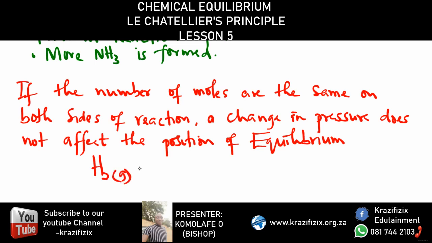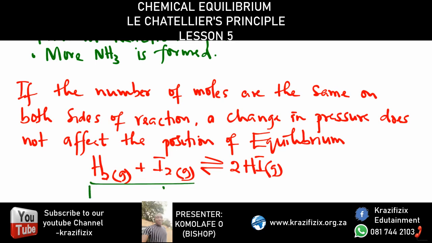Hydrogen gas plus iodine gas to give us 2 moles of hydrogen iodide. All right, if you check here, how many moles of gas do we have here? It's 1 mole plus 1 mole. That gives us 2. How many moles do we have here? 2. They are equal. Whether you increase pressure or you decrease pressure, it does not affect the equilibrium what? Shift. Okay, I hope that makes sense.